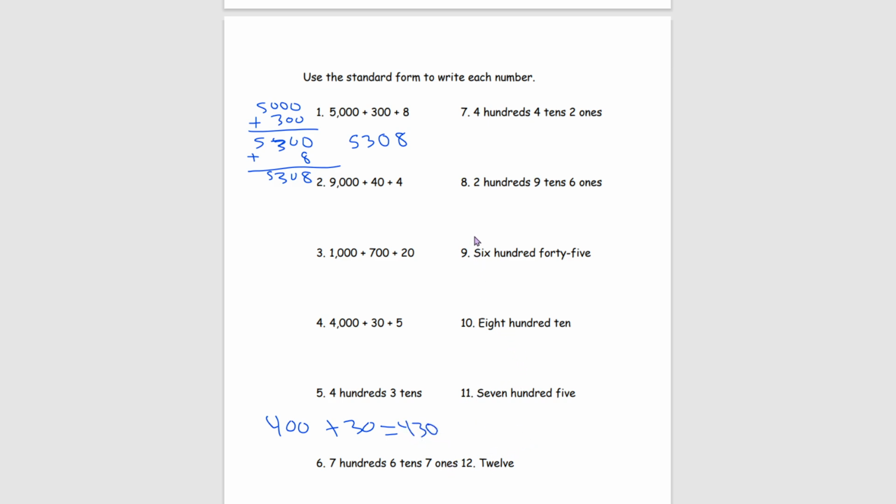Lastly, let's go to our one last example. We have right here, number 9, 645. And since we're just writing out a standard form, we know that 600 is equal to 600, and 45 is equal to 45 right here. And to get our answer, we can just add these two together, which gets us 645.